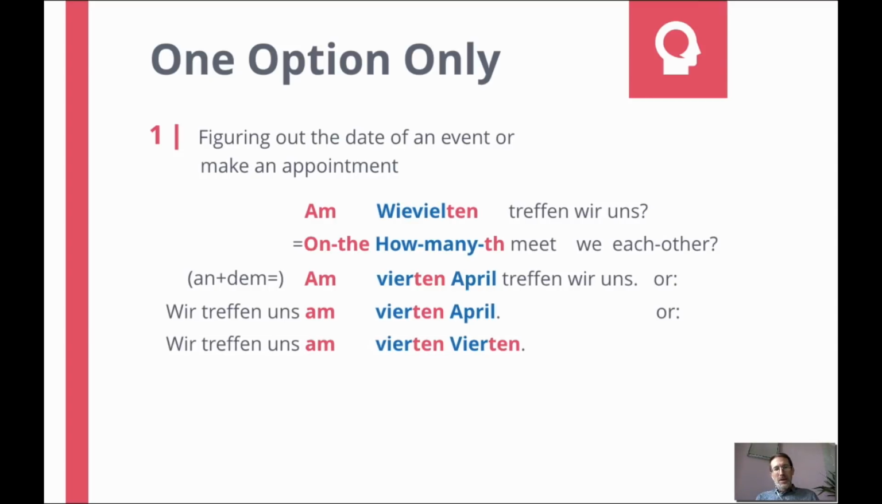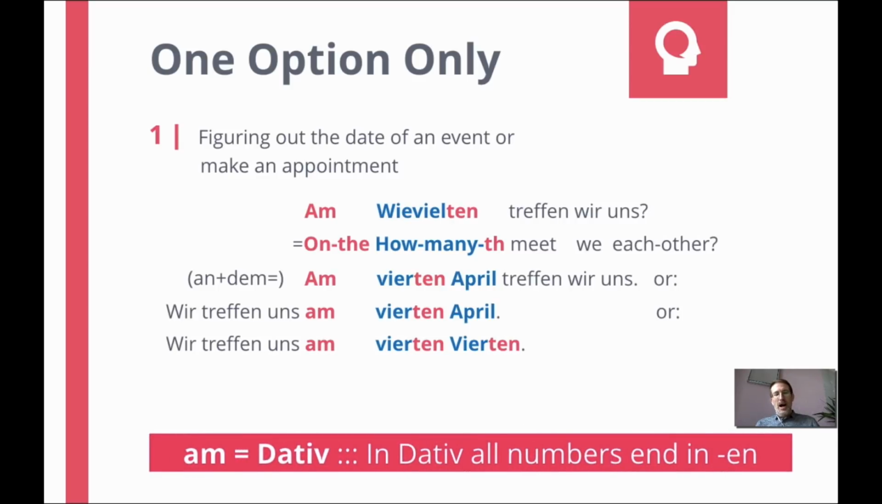because we have "am", which contains "dem". Dem is an article. If you use an article, there needs to be a capitalized word close. So it is dative, and keep in mind that in dative all numbers end in -en.